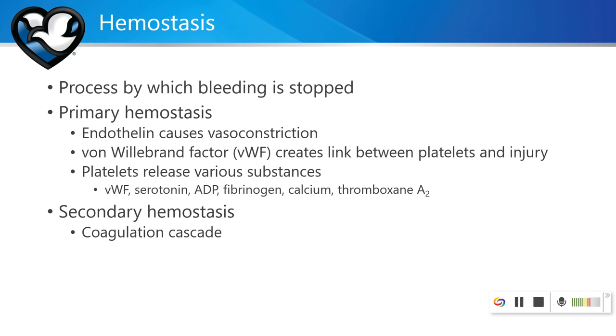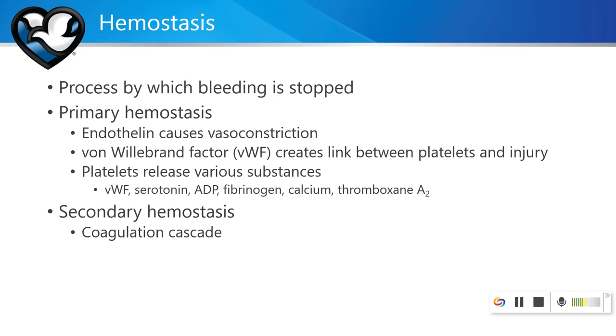The endothelial lining secretes von Willebrand factor, which in response to the injury binds to the basement membrane, and the platelet binds to this factor, which is the glue or link between the platelets and the area of injury. The platelets release various substances, which include von Willebrand factor, serotonin, and adenosine diphosphate, to activate platelets, which leads to aggregation or clustering. The platelets also release fibrinogen and calcium, which are needed for secondary hemostasis.